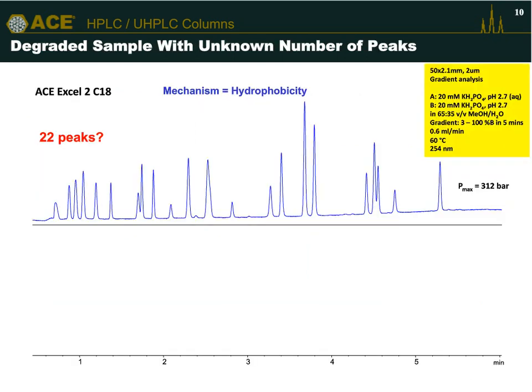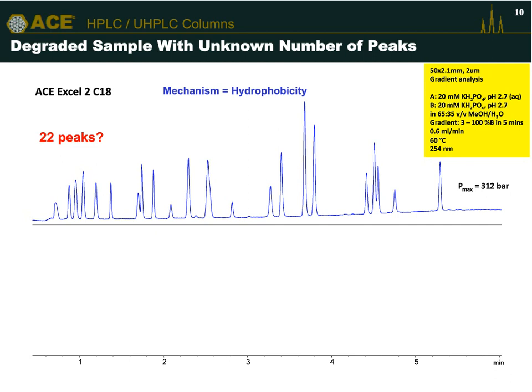So here we have an example of a degraded sample, and this is analysed on a standard C18 column. This is dominated by hydrophobic interactions, and because it's a degraded sample, it has an unknown number of peaks. So how do we know how many peaks are in this sample if we were wanting to characterise it to understand its composition? As you can see, we've got a general scouting gradient run there, a UHPLC type separation, in around 5 or 6 minutes. And if you count the tops of the peaks, it's around about 22 peaks.